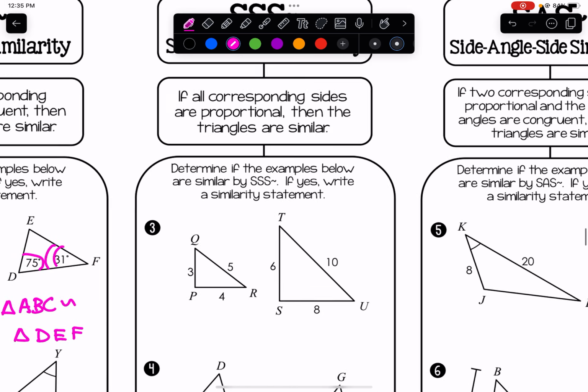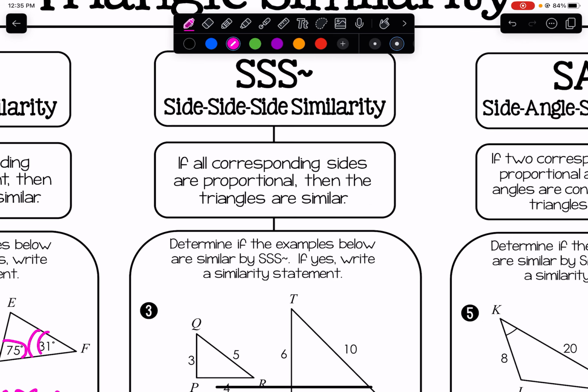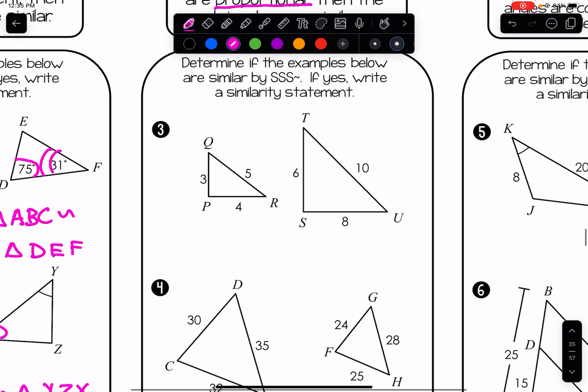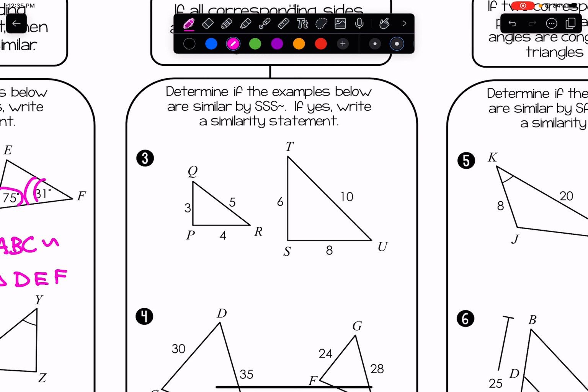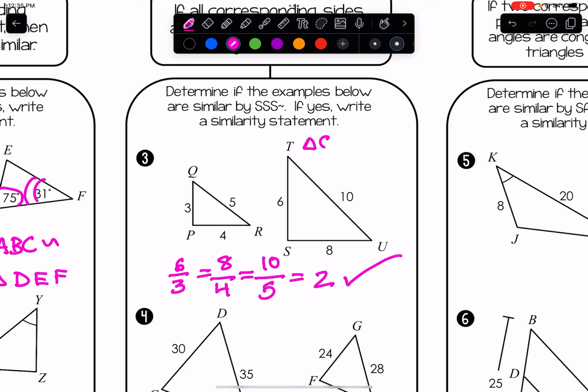Now, the other way that we could do similarity is side, side, side. This is different than congruence because we're looking for proportional. So what you would have to do is look at corresponding sides. So, for example, 6 over 3 would have to be equal to 8 over 4, which would have to be equal to 10 over 5. This is true because they are all equal to 2, so these are similar. So we can say that triangle QRP is similar to triangle TUS.